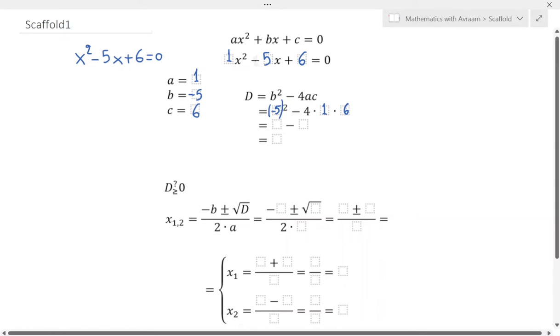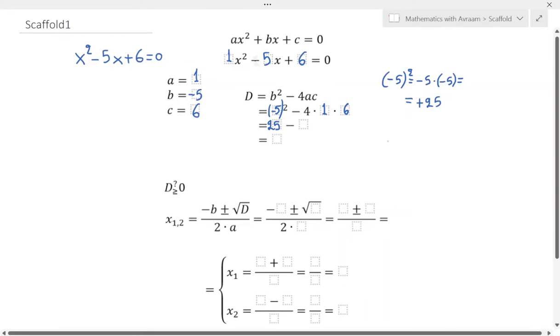Now we need to do some calculations. First we have to do the power here: minus 5 with a 2 over it, so it's minus 5 times minus 5, that's 25. Let's see it again: minus 5 squared is minus 5 times minus 5. Minus times minus is plus, and 5 times 5 is 25.